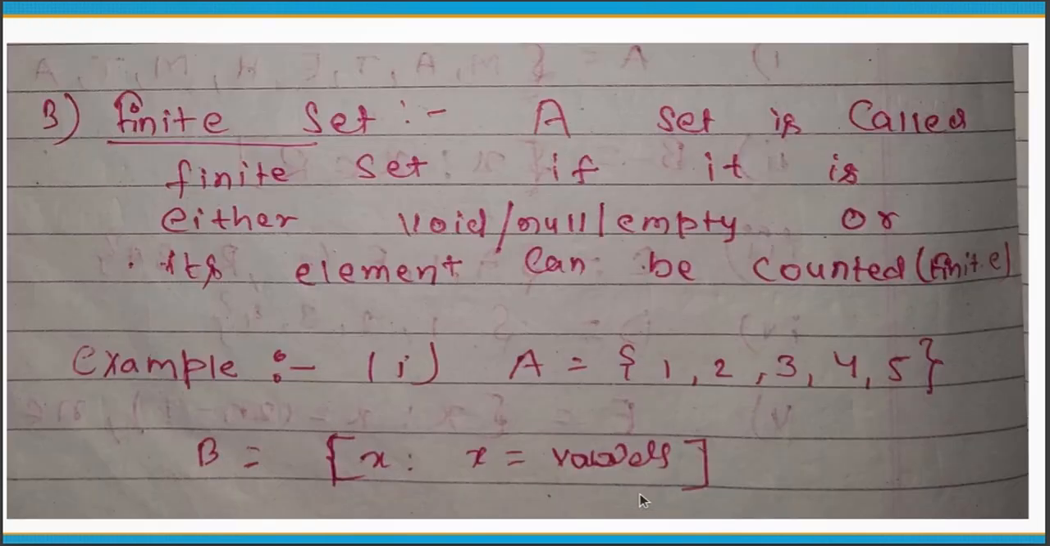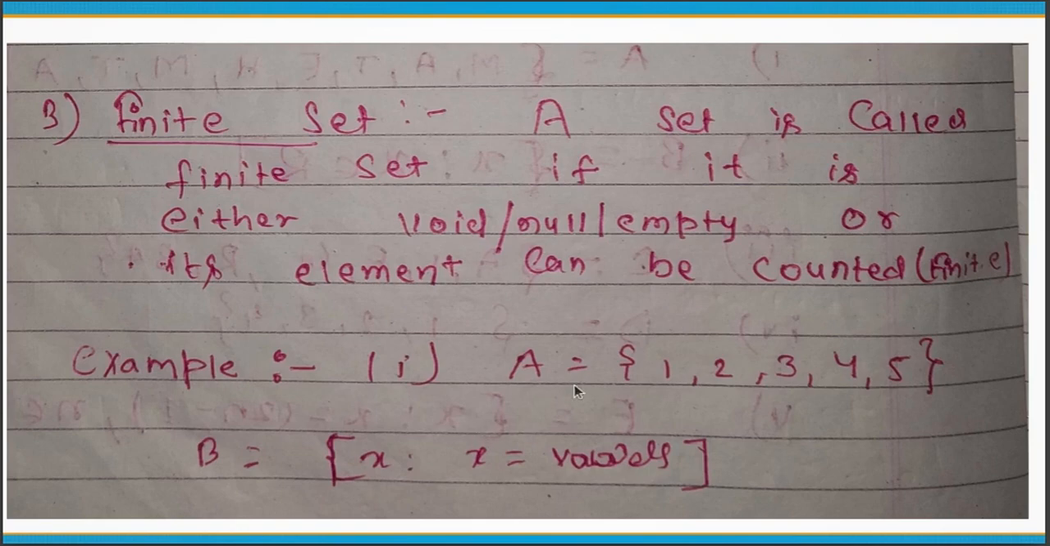Now, finite set. The third type of set is the finite set. A set is called a finite set if it is either void, null, or empty, or its elements can be counted. What do we mean by finite? Those sets which have a finite number of elements that can be counted.